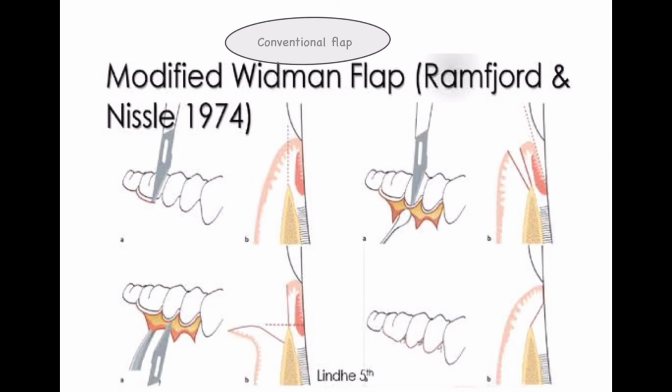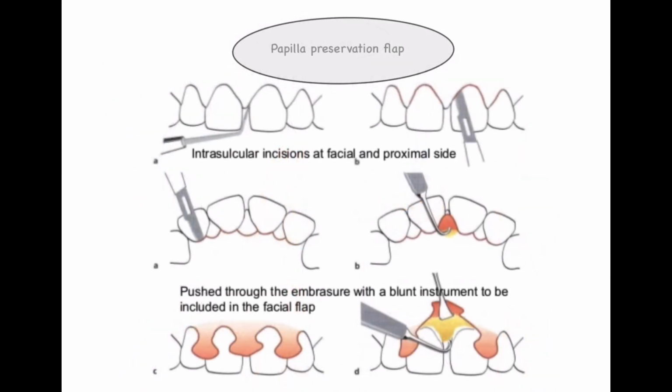In this picture what we are seeing is a conventional flap, and the classic example for this is the modified Widman's flap. This is one of the most common flaps which we use in perio, and this is also known as the conventional flap. Here we are giving the incisions also along the interdental papilla. Therefore the papilla is severed here and we are not preserving it. Therefore it is called the conventional flap. The next flap is the papilla preservation flap.